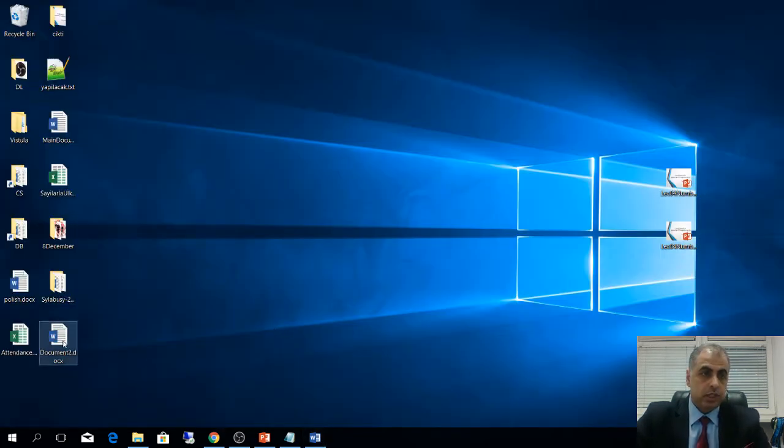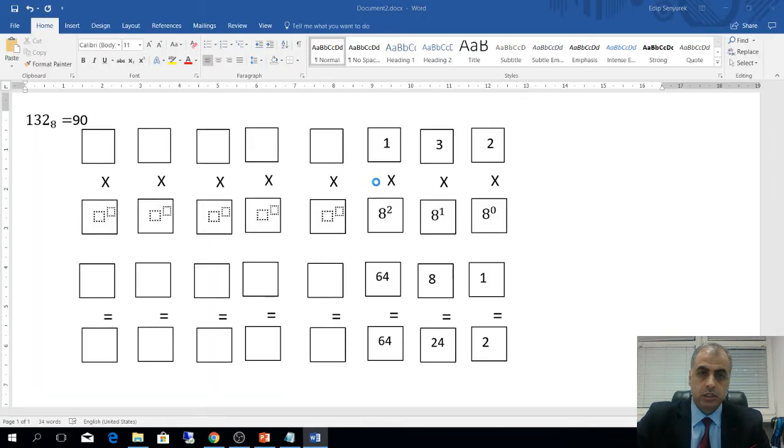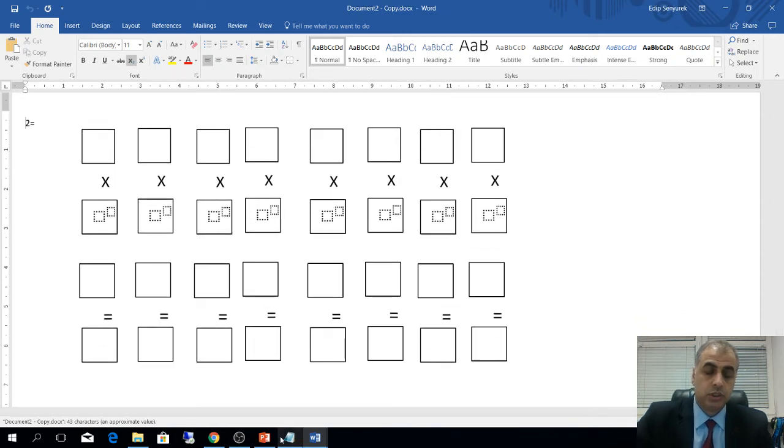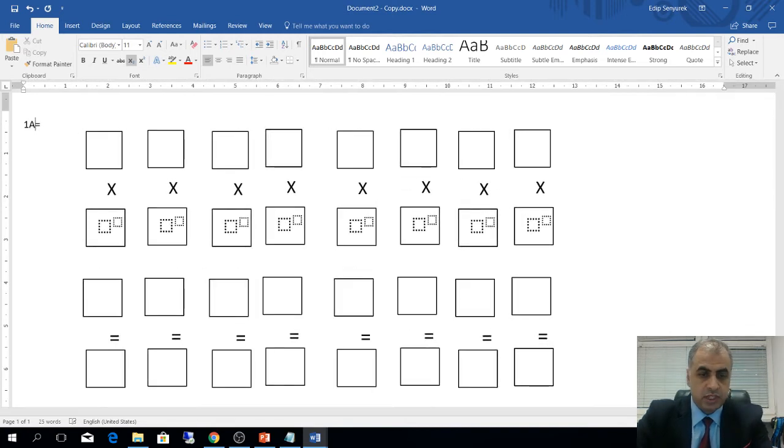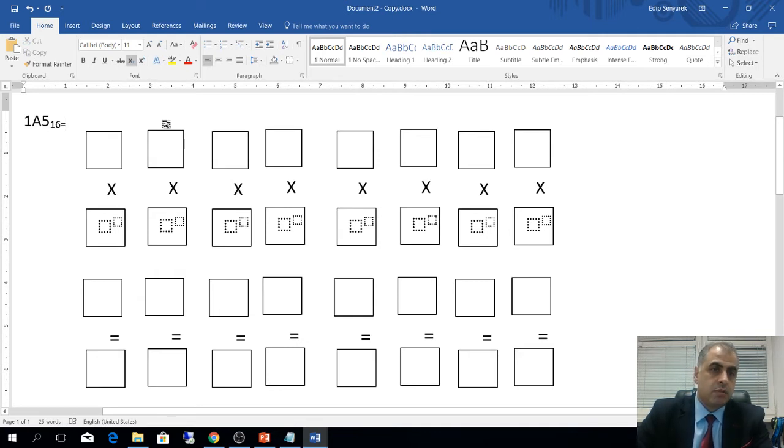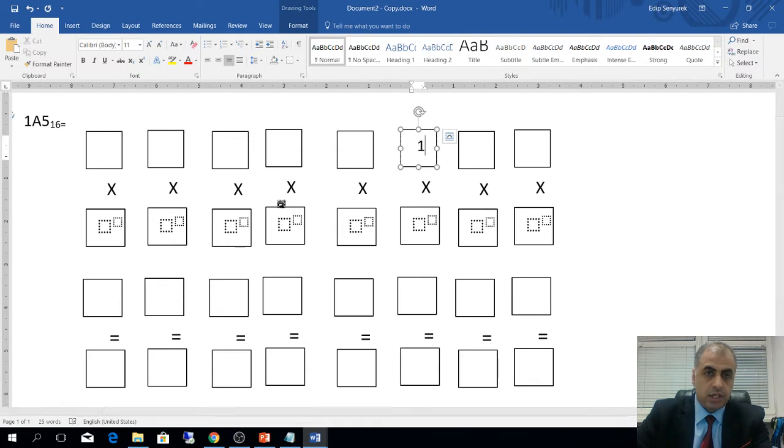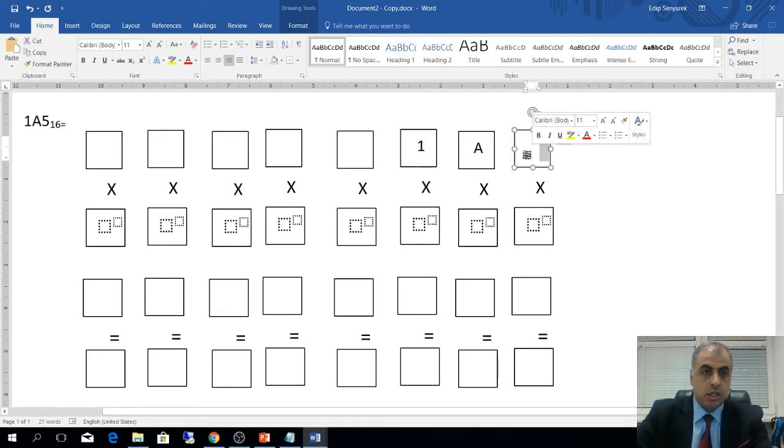Now I would like to make an example for the hexadecimal number. For hexadecimal number, let us prepare an example here. For example, 1A5, 16 base, hexadecimal number. What is the conversion of this to decimal number? What are we doing again? 1 is here, A is here, and 5 is here.